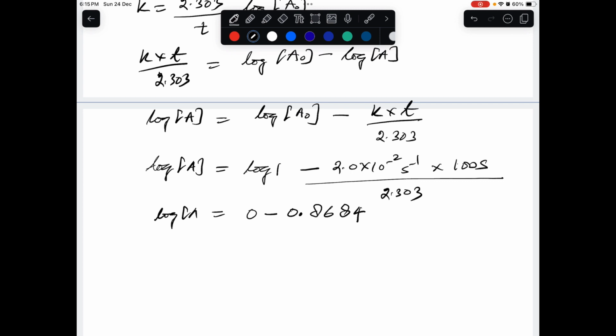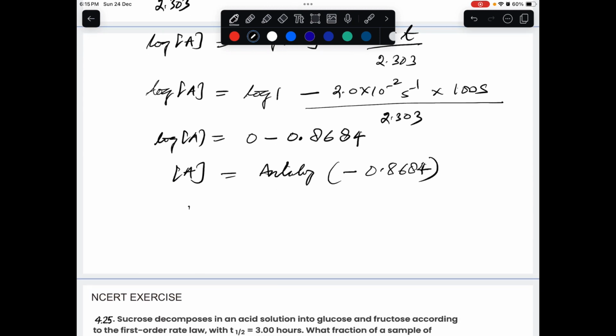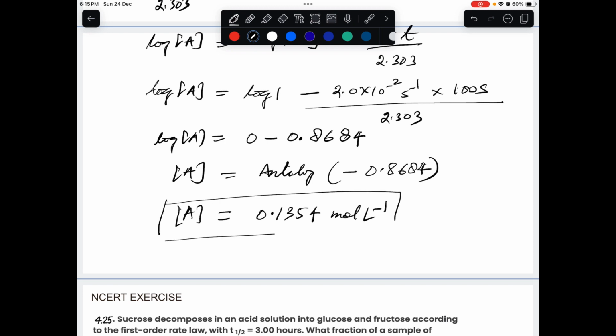So if we want to find out the value of A, it will be anti-log of this. Anti-log of minus 0.8684. So we will be getting the value of A from the anti-log table as 0.1354 moles per liter. This is our answer, that is, the concentration of this substance after 100 seconds will be this value. This is your answer.